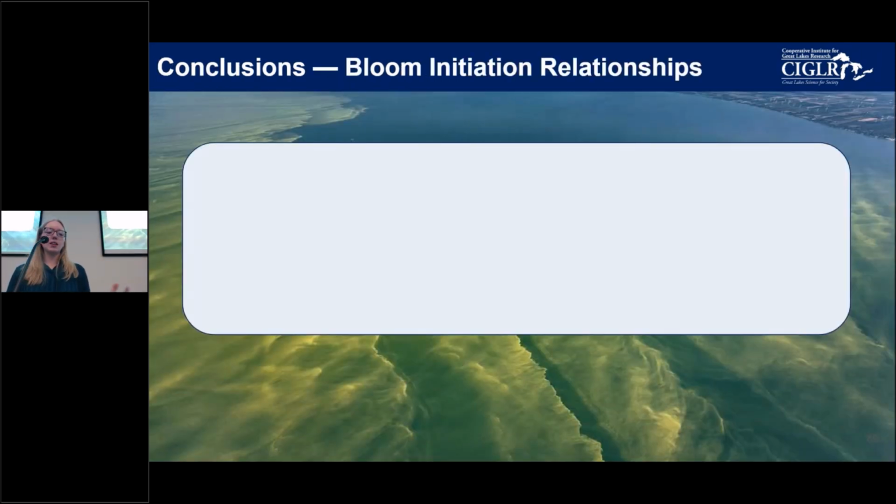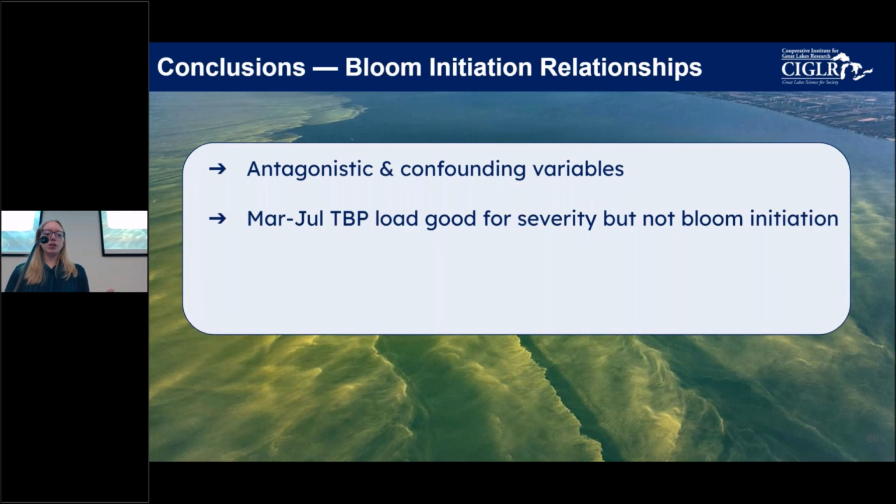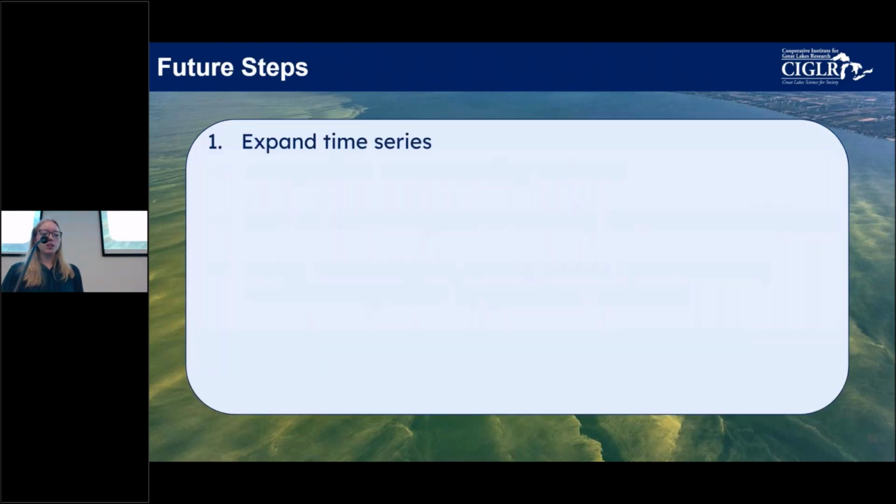Getting into our conclusions, like I just talked about, there's a lot of antagonistic and confounding variables. For example, maybe a year is more stormy, which is resulting in more resuspension events, but then again, it could be cooler, which might lead to faster growth rates, for example. The March through July TBP load was good for severity prediction, but not as well for bloom initiation prediction. And then using a multiple linear regression analysis, 89% of the bloom onset anomaly variance was explained by the predictor variables.